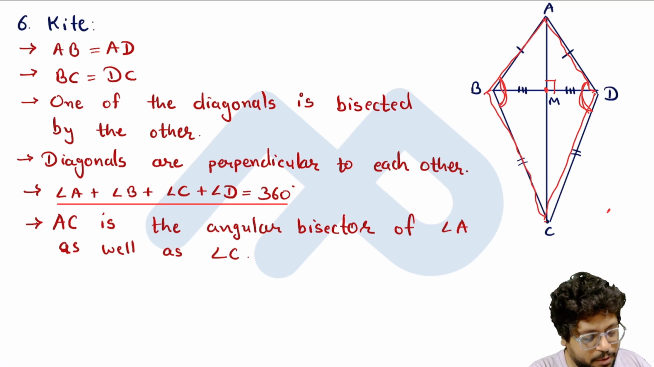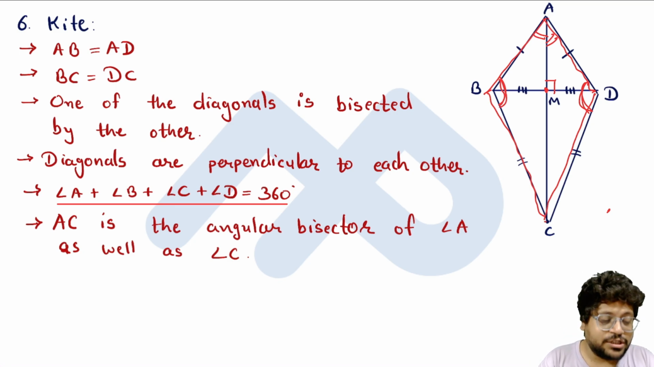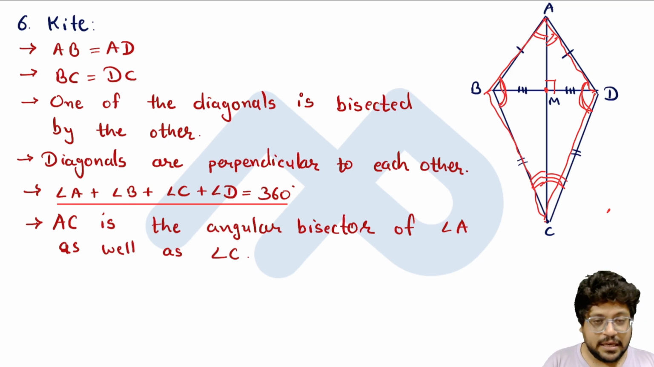There is one other property written here: this AC, the vertical diagonal, is the angular bisector of angle A as well as angle C. So this angle will be equal to this angle, because AC is the bisector of it. An angular bisector means a line which divides the angle into exactly two equal parts, and this angle C is equal to this angle C. So AC is the angular bisector of angle A as well as angle C.